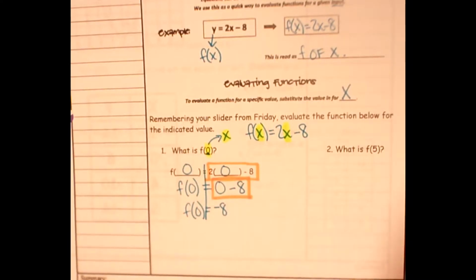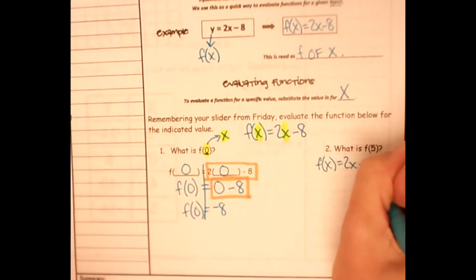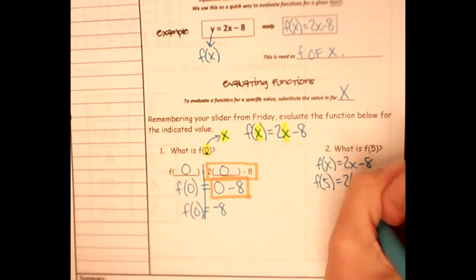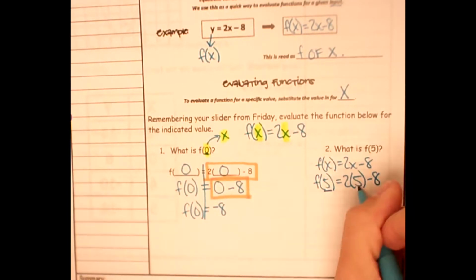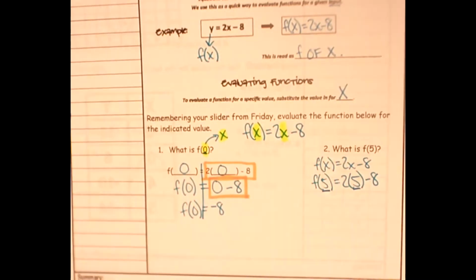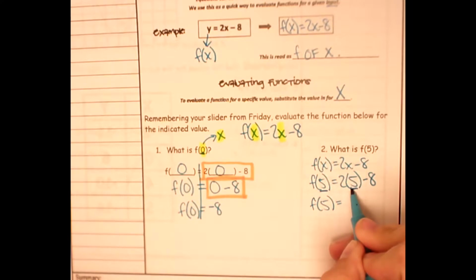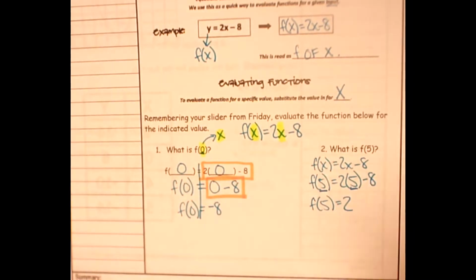Then look at number 2. What is f of 5? So when we have f of x is equal to 2x minus 8, we're going to substitute in 5 everywhere we see an x. And we want to remember to use those parentheses. So when we get f of 5, 2 times 5 is 10, minus 8 would be 2.